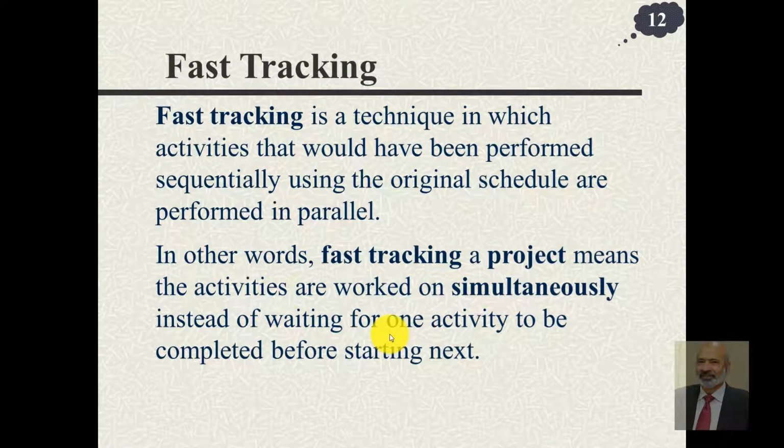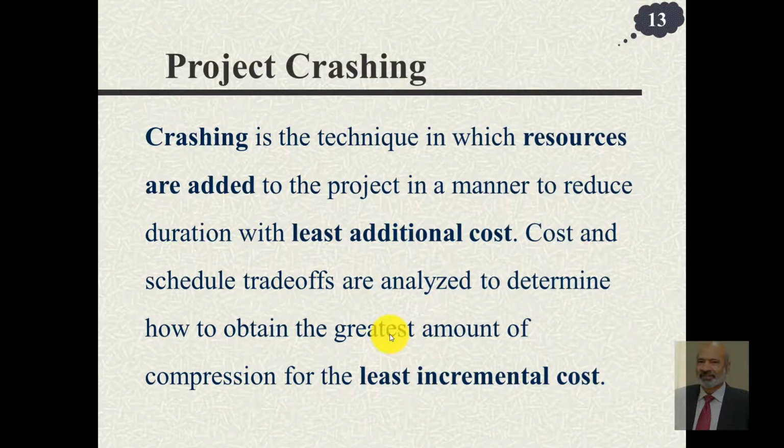What is fast tracking? Fast tracking is a technique in which activities that would have been performed sequentially one after the other using the original schedule are performed in parallel. In other words, fast tracking a project means the activities are worked on simultaneously instead of waiting for one activity to be completed before starting the next. But when you do this, it can lead to increasing cost. But the objective is to reduce time. Project crashing is another technique.